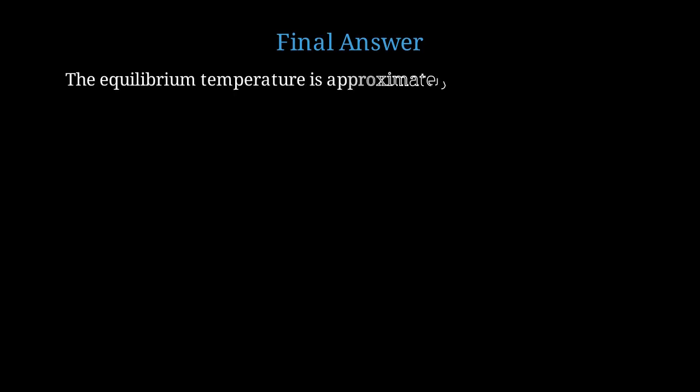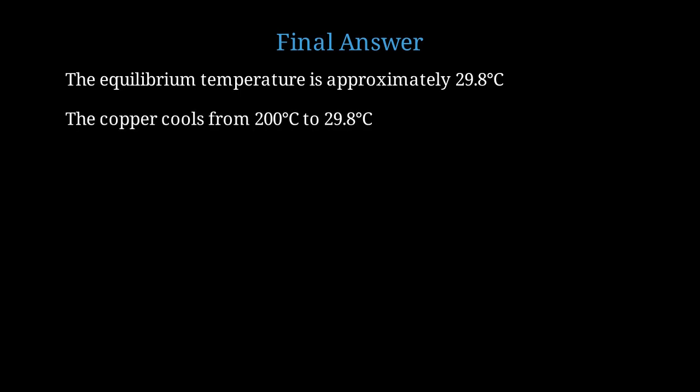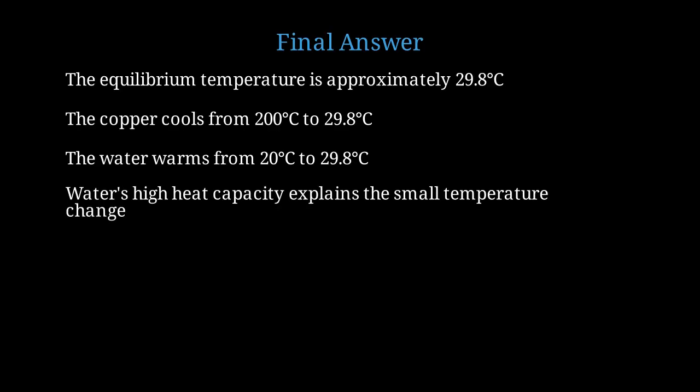Let's summarize our final answer. The final equilibrium temperature of the system is approximately 29.8 degrees Celsius. The copper sphere cools dramatically, from 200 degrees down to 29.8 degrees. The water warms only slightly from 20 degrees up to 29.8 degrees. Water's high heat capacity explains why it changes temperature much less than the copper, despite absorbing the same amount of heat.